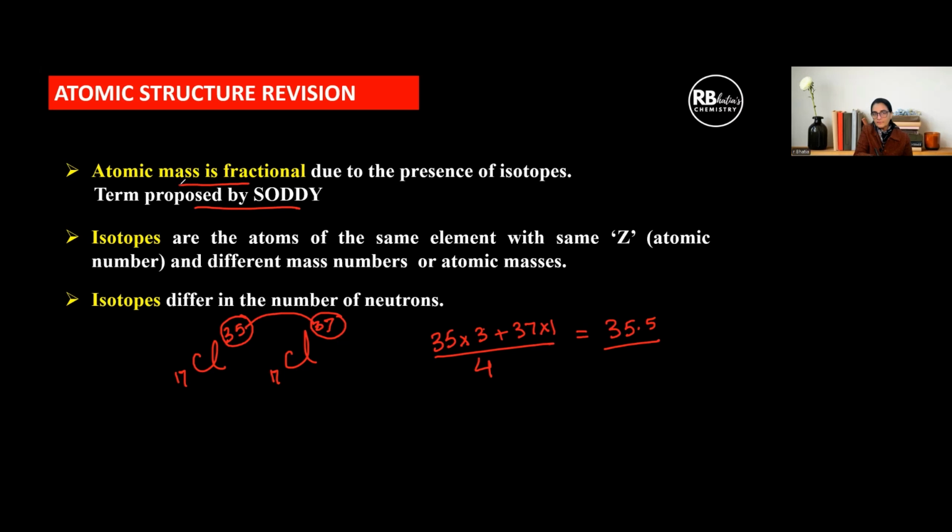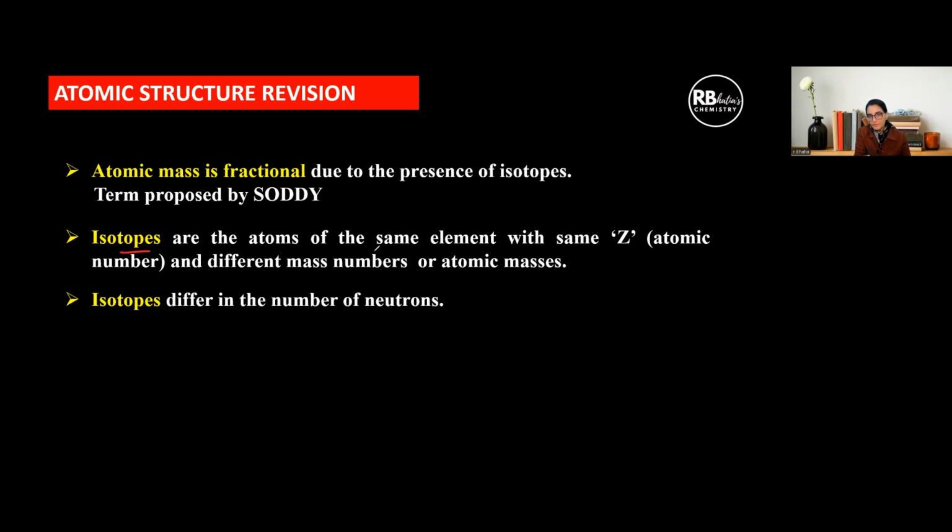So atomic masses can be fractional, whereas mass number is the number of neutrons and protons, which can never be fractional. It's always a whole number. So 35 is the mass number, 37 is the mass number, but 35.5 is the average atomic mass. Clear? So you already know what isotopes are. These are atoms of the same element with the same atomic number but different mass numbers or atomic masses. And isotopes also differ in the number of neutrons.